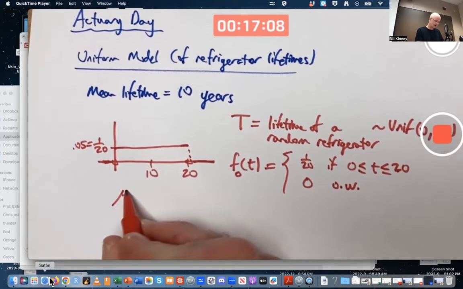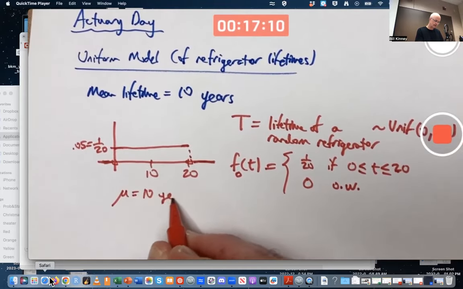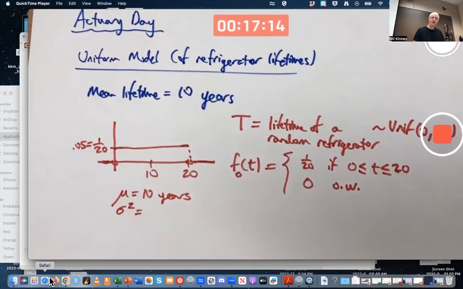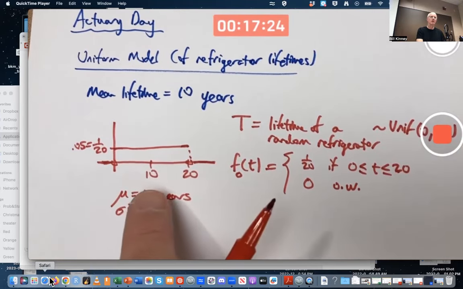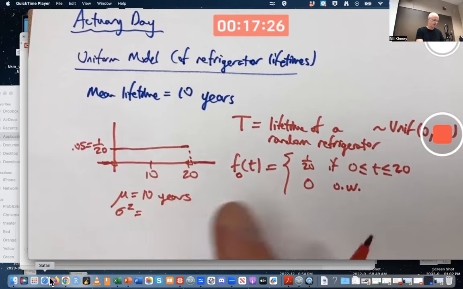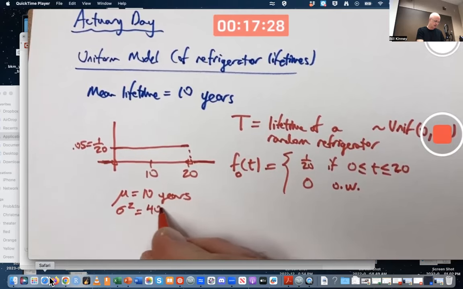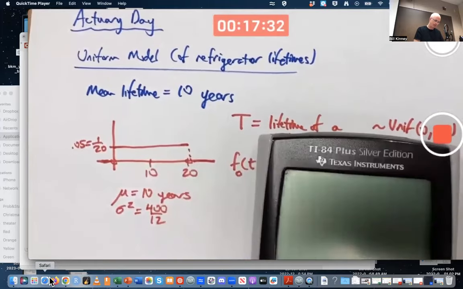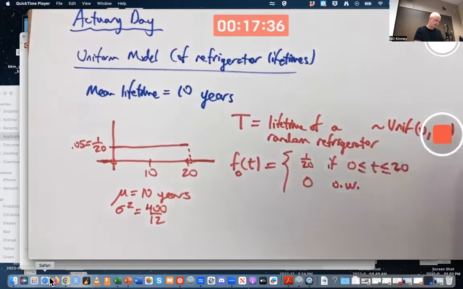The mean, mu, is 10 years. The variance of a uniform, do you remember it offhand without looking? Wasn't it b minus a quantity squared over 12? Isn't that what we found last time? So that would be 20 minus 0, 20 squared, 400 over 12. 400 over 12 is 33.3 repeating.